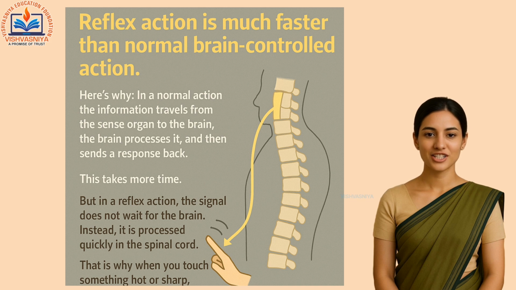This takes more time, but in a reflex action, the signal does not wait for the brain. Instead, it is processed quickly in the spinal cord. That is why when you touch something hot or sharp, your body reacts instantly, even before you realize what happened. So, reflexes are like the body's built-in emergency system designed to protect us from sudden danger.